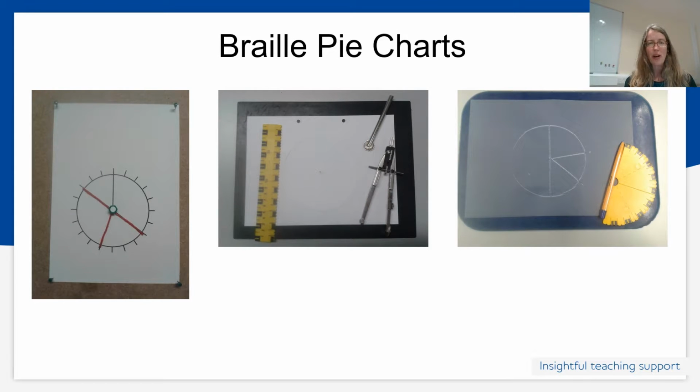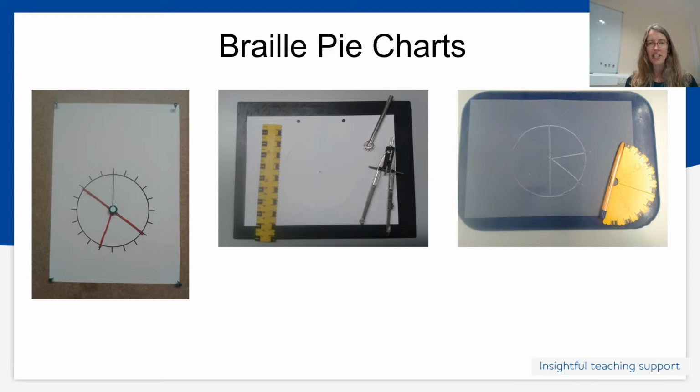Right, we're moving on to how a pupil would produce a Braille pie chart. And I've got 3 different examples here on the slide. On the left-hand side, we have got a pie chart produced using swell paper. And you can see on this particular pie chart, the radius is already marked in, and we've used again a map pin just to mark the centre of the pie chart.